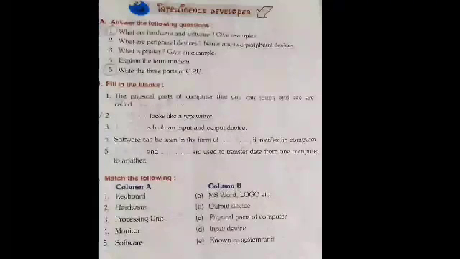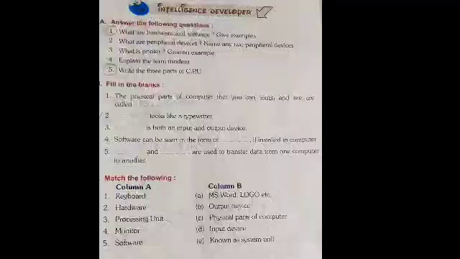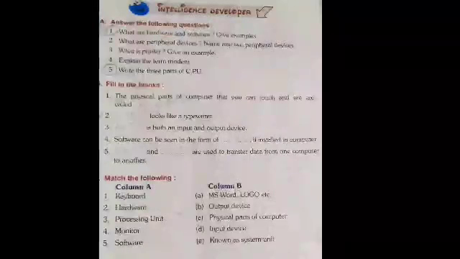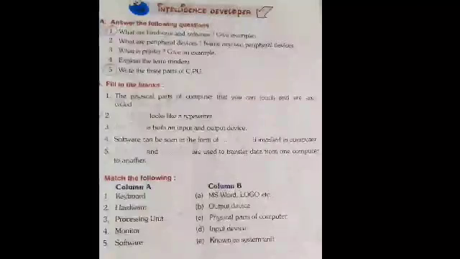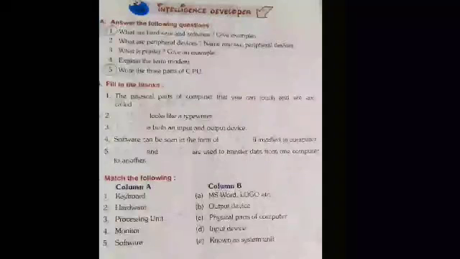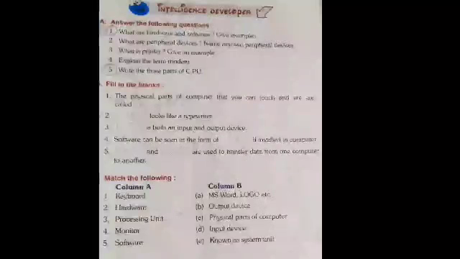Then the second question, what are peripheral devices? Name any two peripheral devices. Peripheral devices are the additional parts attached to the computer according to our needs. Next question, what is a printer? A printer is an output device which gives the result in printed form. Examples: dot matrix printer and laser printer.